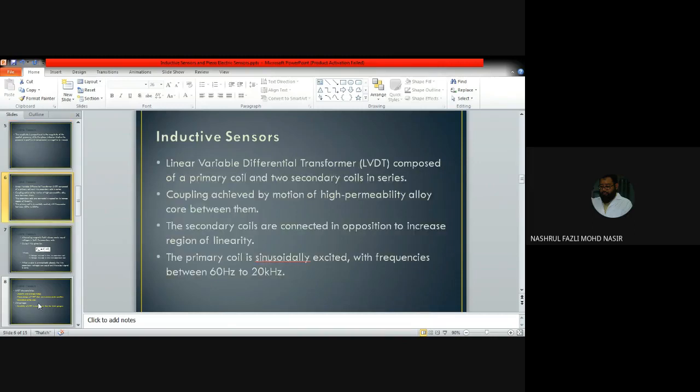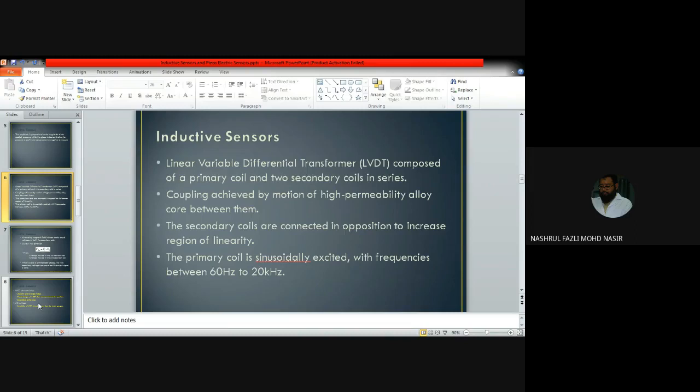And then we have this LVDT. LVDT stands for linear variable differential transformer. It is composed of a primary coil and two secondary coils in series. I hope you can find the diagram of it. Coupling is achieved by motion of a high permeability alloy core between them. The secondary coils are connected in opposition to increase the region of linearity. So that's why we have this formation: the primary coil and then the secondary coils, because we want to increase the region of linearity.